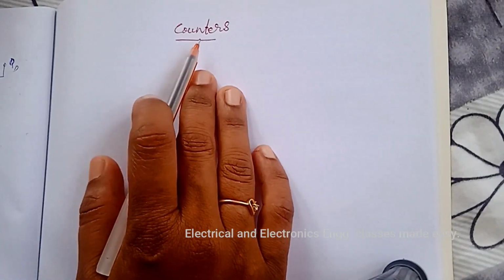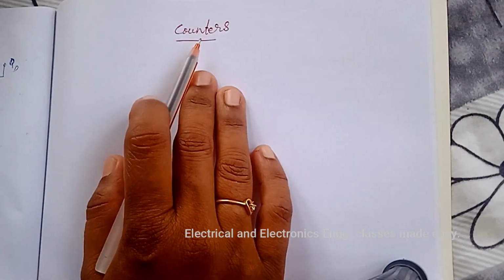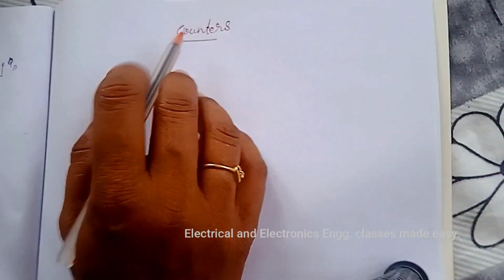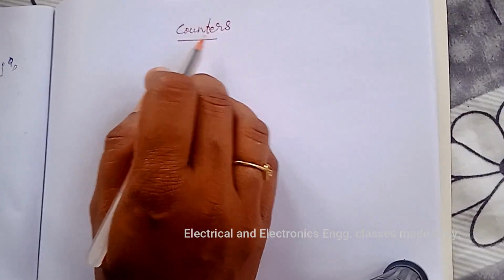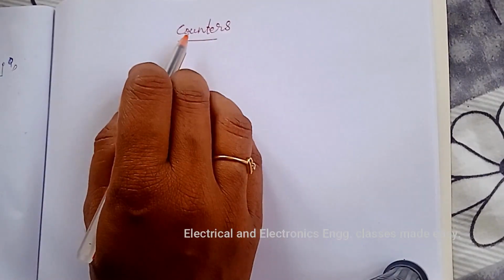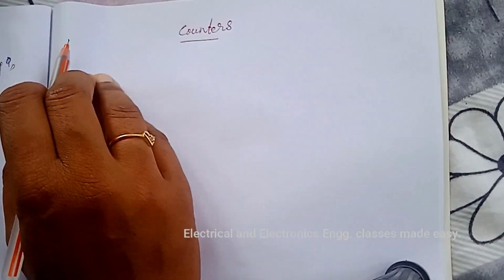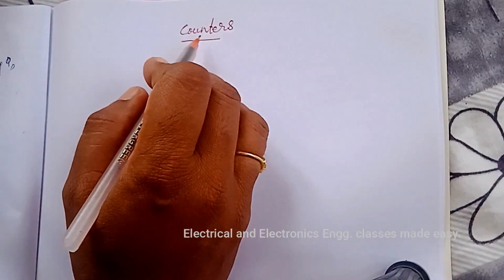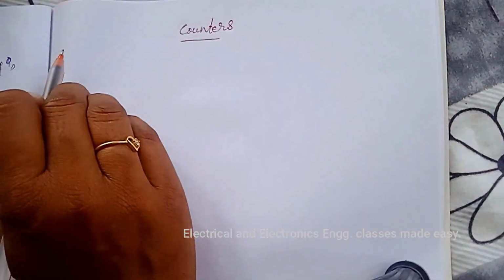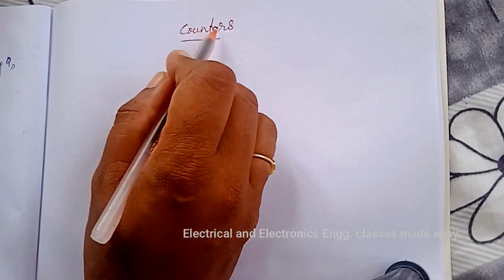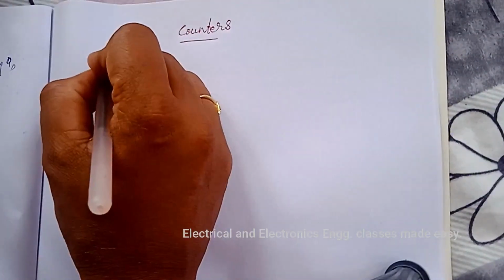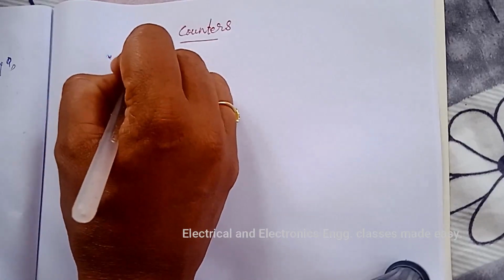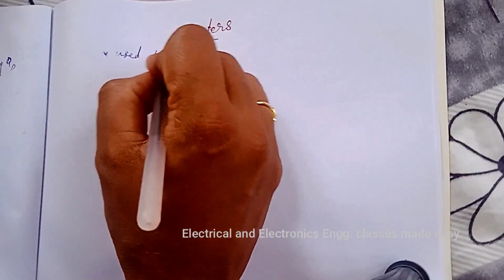Today's class is about counters. A digital counter is a set of flip-flops whose states change in response to pulses applied at the input to the counter. As its name implies, a counter is used to count pulses.